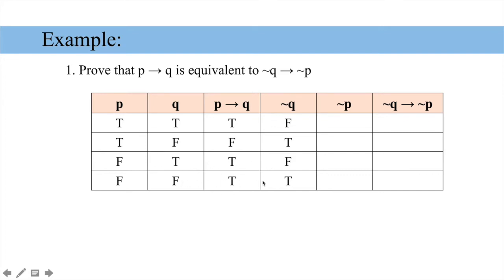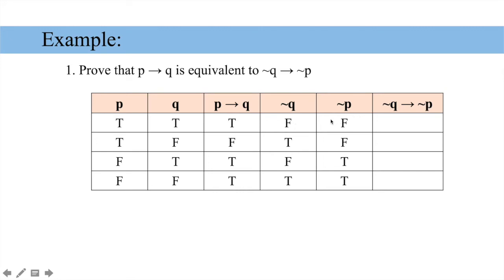Negation of false is true. So now, let's get the negation of P. So this is the P column. Negation of true is false. Negation of true is false. Negation of false is true. Negation of false is true. So now, we can get the negation of Q implies negation of P.